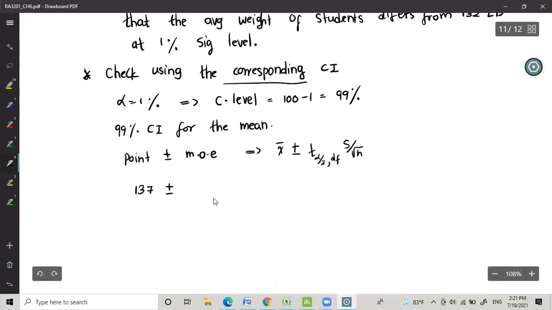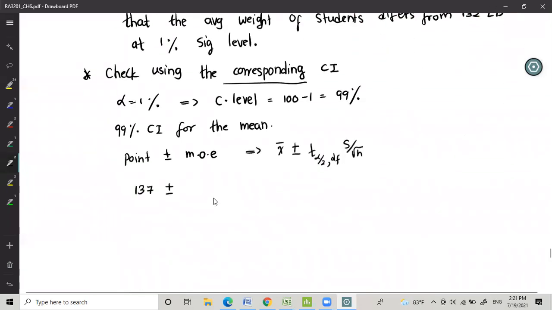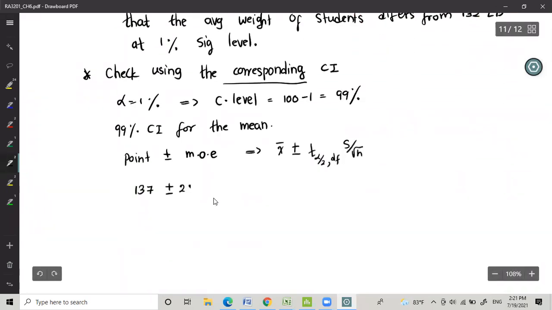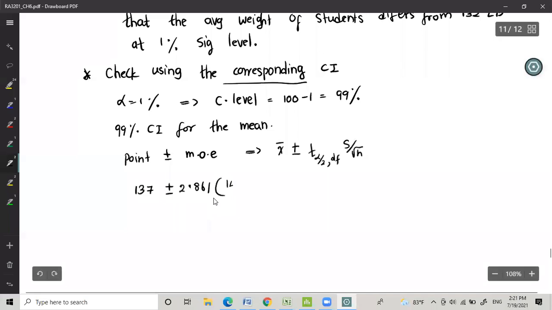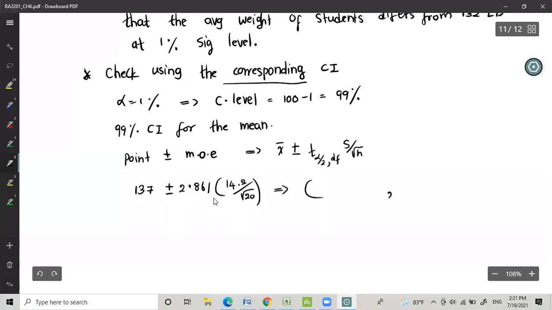So let's find the confidence interval. 137 plus or minus 2.861 times S, and S is 14.2, divided by square root of 20. Can you find this confidence interval? Tell me what is the upper limit and the lower limit?